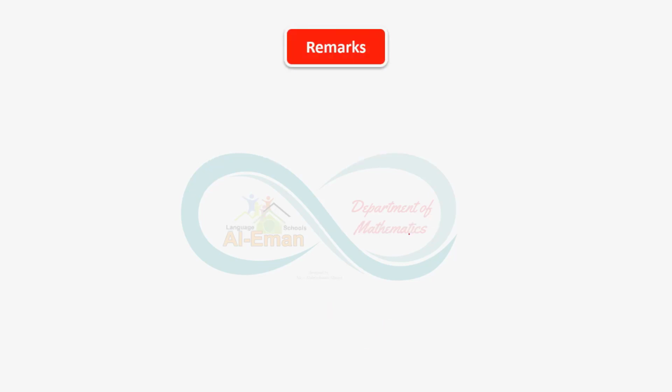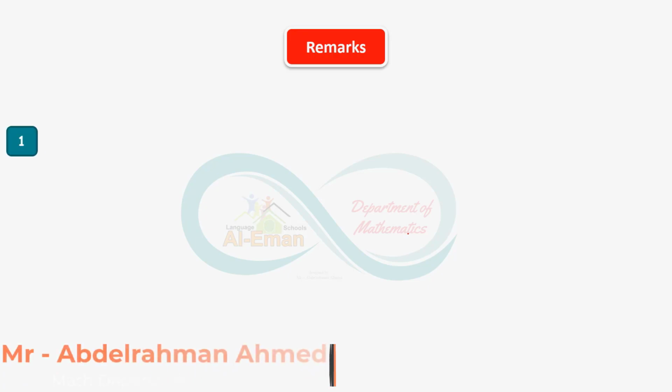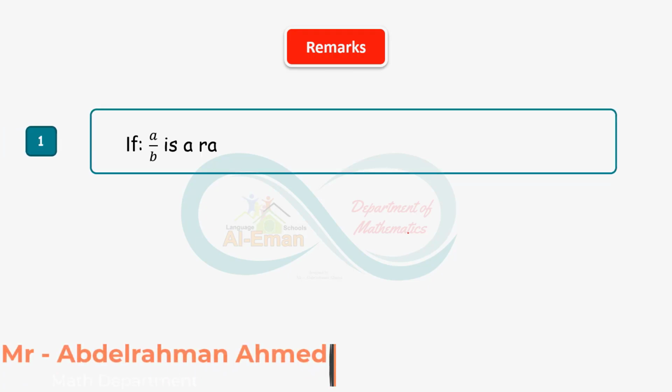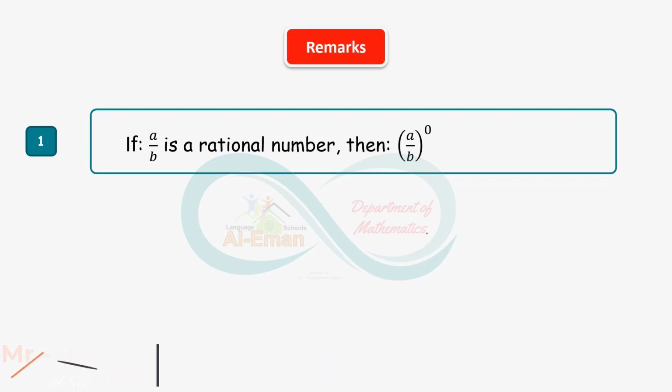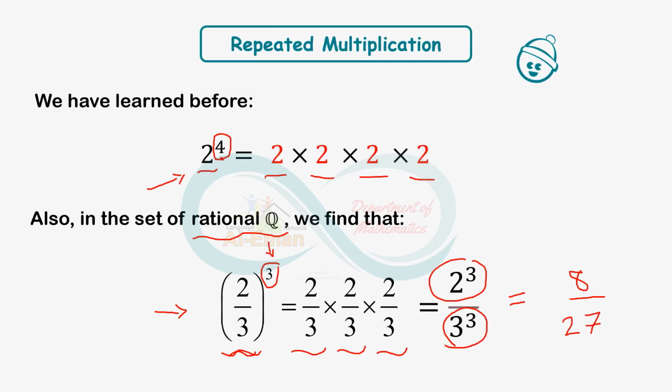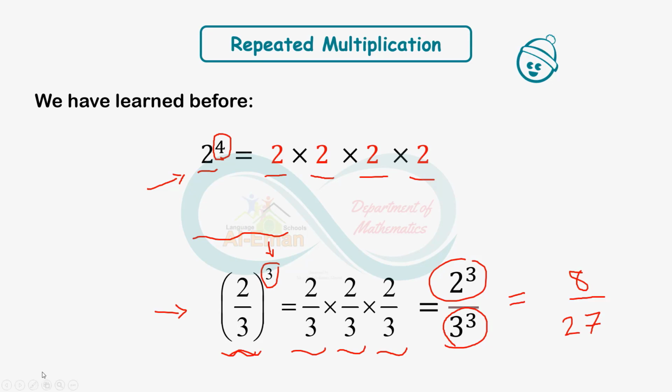Remarks. We have here some remarks. Number 1: if a over b is a rational number, then a over b to the power 0 equals 1, where a is not equal to 0. Let's go back to the previous example. Notice that if any number has no power or index, it already has a power, and this power is 1, and we don't write it for simplifying. In our case here, 2 has power 1, and here also there is a 1, and also here there is a 1.